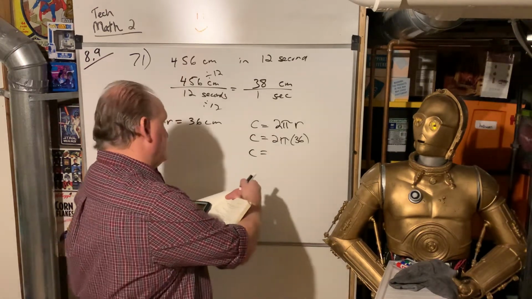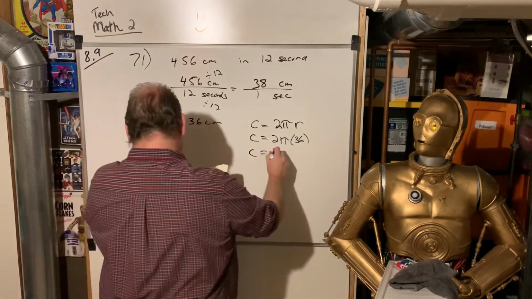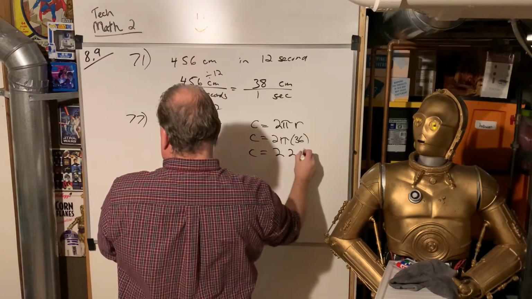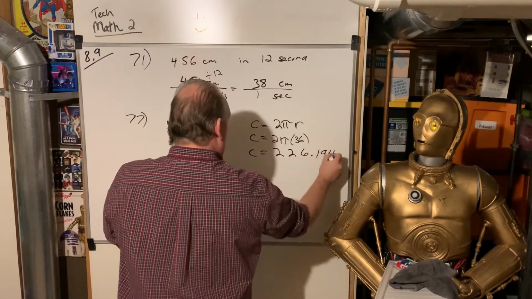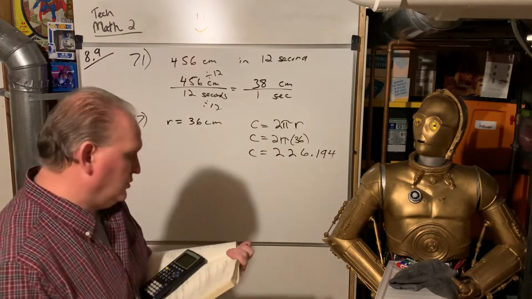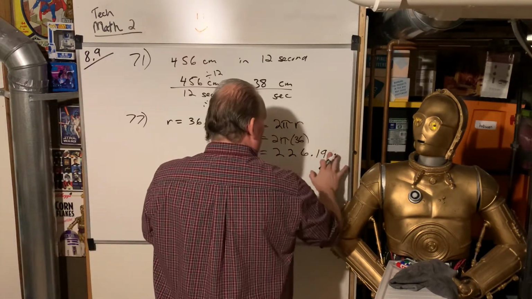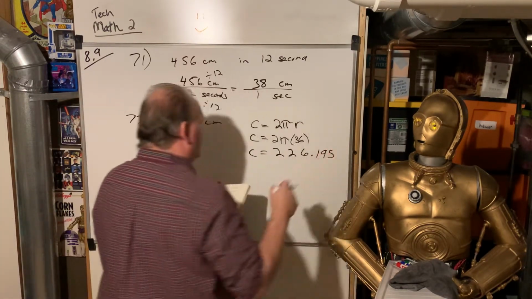We'll still go to the thousandths place for the work. 226.194. That's a good general rule to follow. Oops, 195, so we'll call it 195, like thousandths place.